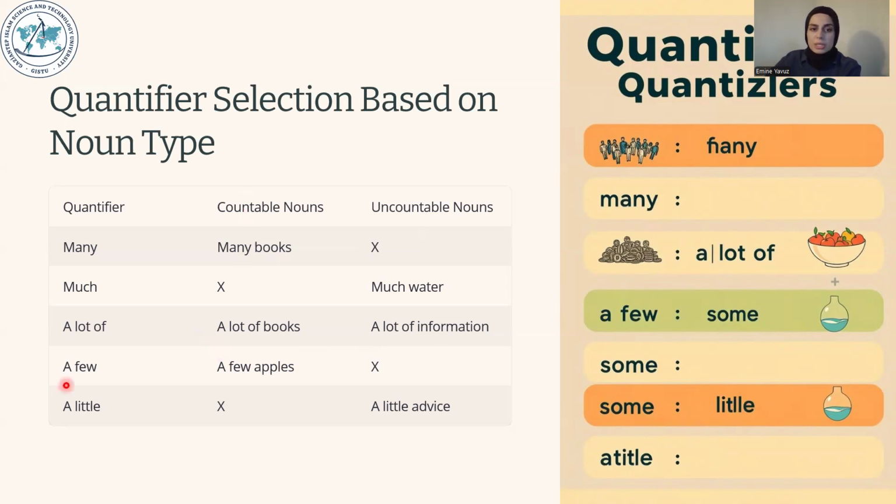A few apples. Again, it can just be used with the countable nouns. And a little, we just use it with the uncountable nouns. There is no usage of countable nouns with a little.